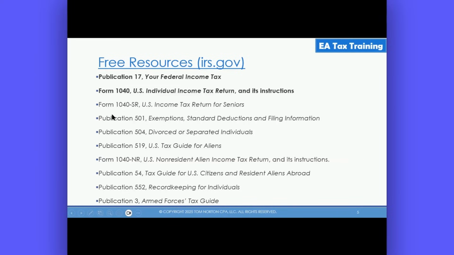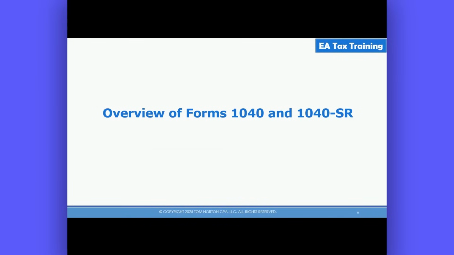And then you can see the rest of these items that are listed here. They are all great as well. I encourage you to check them out, but they're not absolutely necessary. And I know you've only got so much time and so much energy. So if you're going to focus on something, focus on those that are in bold. But if you're looking for more information about any of these topics, then you can check out those forms and those publications for information. So now let's start by doing an overview of the 1040 and the 1040 SR.